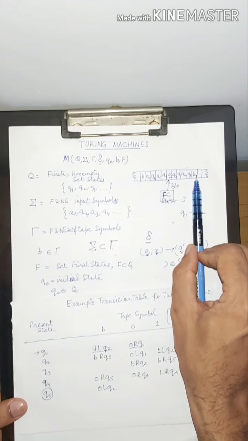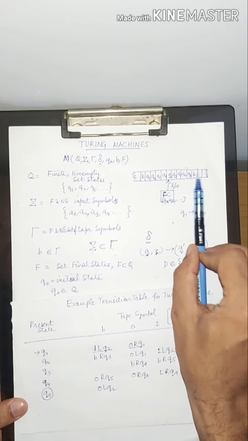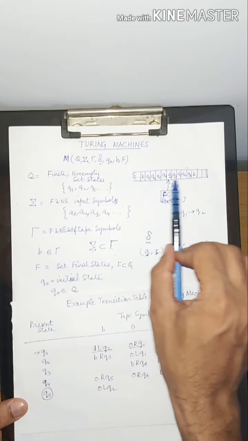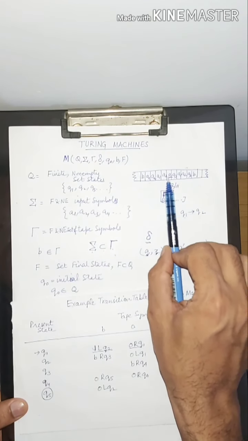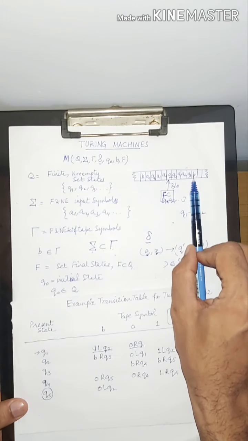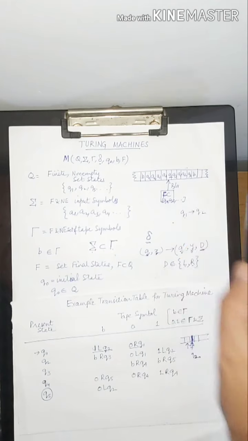So there is nothing like this, that in the case of a finite automaton, the machine moved in the right direction and at the end of the string it stops. But in this case, the head moves in both directions. Even after reaching here, it can move in this direction. So this does not signify the completion of the string.